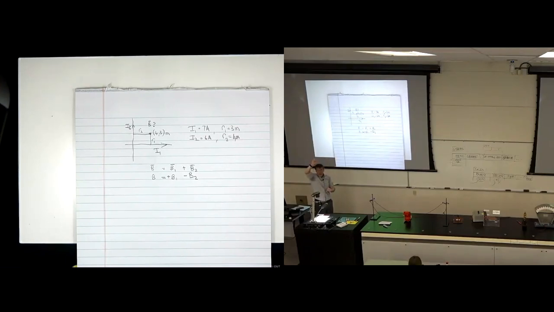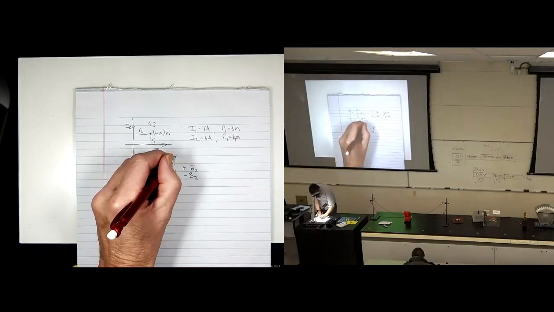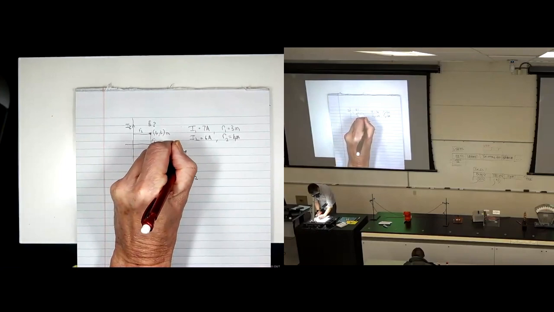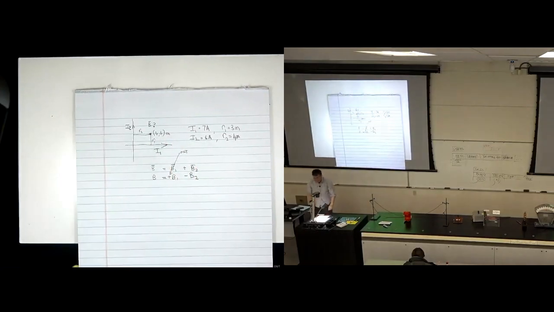And so if my thumb is pointing towards the right, the field is coming out of the page above the wire. Is everybody okay with that? So I'm using the right hand rule. The field is out above the wire. And so let me just annotate this a little bit. This is out. I called that the positive direction.